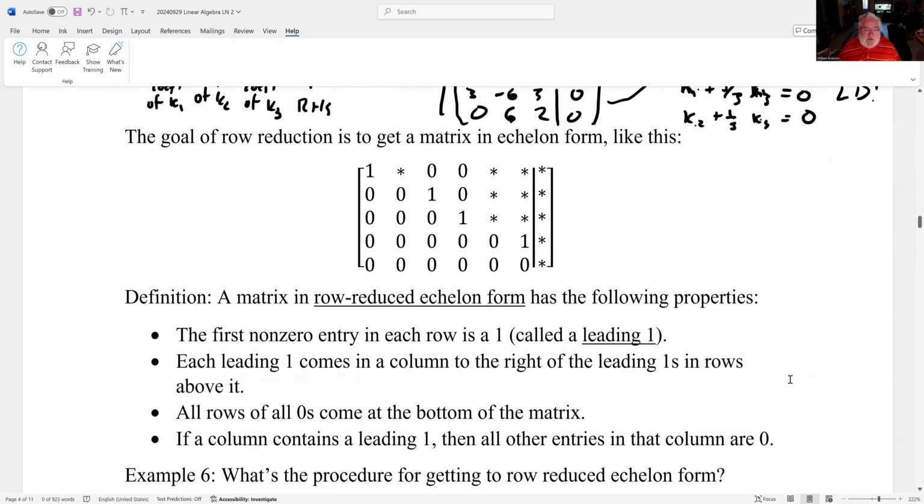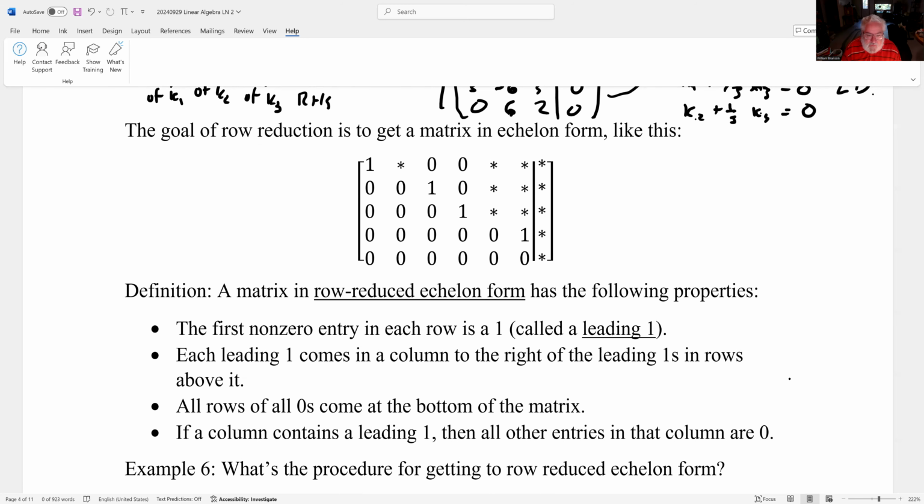So the goal of reduction is to get a matrix in echelon form, right? An echelon form means that the first non-zero entry in each row is a 1. So we have a 1 leading that row, a 1 leading that row, a 1 leading that row, a 1 leading that row. Each leading 1 is a column to the right of the leading ones in the rows above it. So this one here is to the right of that one. This one here is to the right of these.